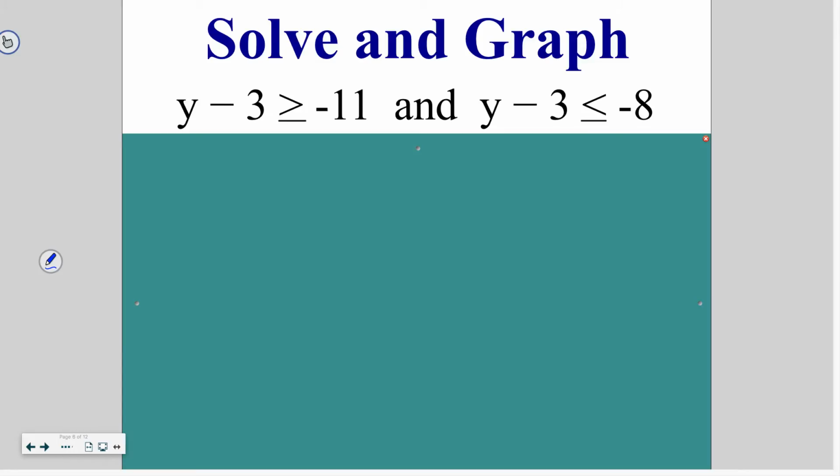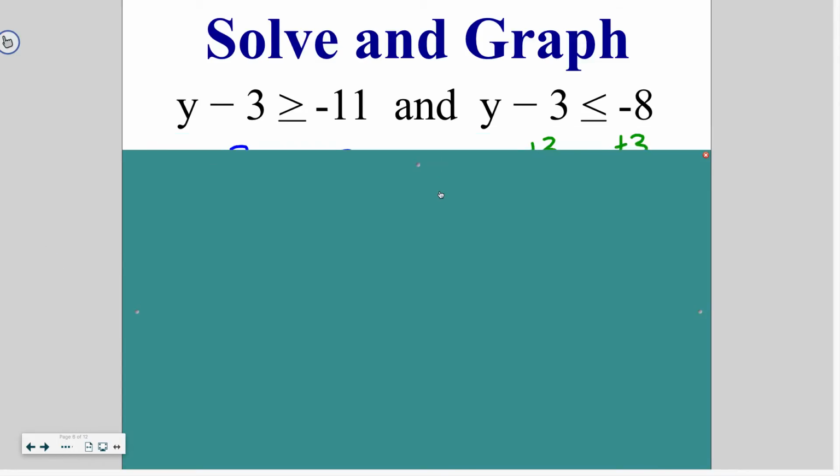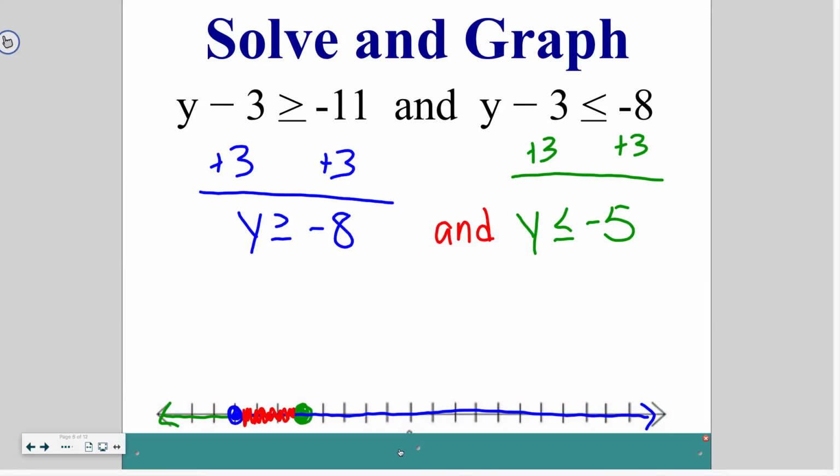Go ahead and try this one on your own, solving and graphing the inequality. Adding 3 to both of the inequalities, you end up with y is greater than or equal to -8 and y is less than or equal to -5. Putting those graphs on this number line, we end up with that red area of overlap. If you have questions about the intersections, please let me know when you get to class.